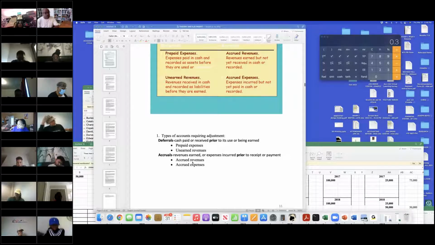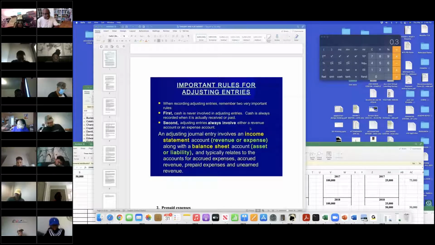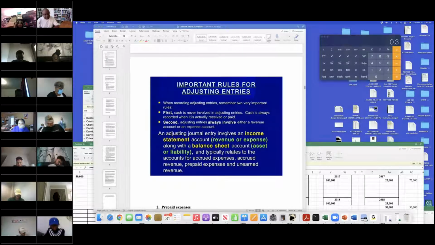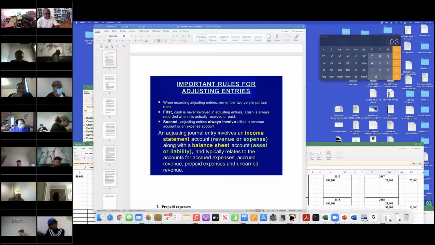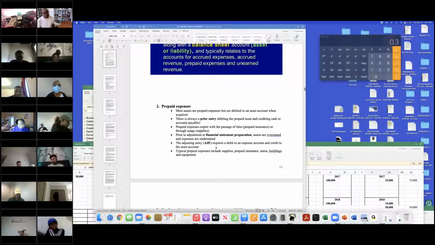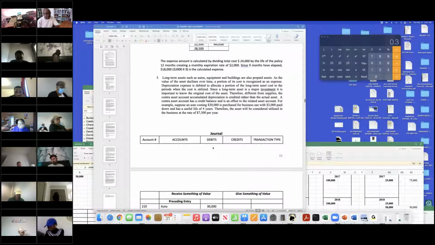And of course, the important two rules. First of all, cash is never a part of the adjusting entry itself. When you're making an adjusting entry, an AJE, no cash. Secondly, when we make adjusting entries, there's always one income statement account and one balance sheet account. One account that's on the left side of that chart of accounts, balance sheet, another account on the right side, income statement. So we've looked at prepaid expenses and unearned income. We'll look at a couple more of those today, and as we said, everybody should be able to handle those two.